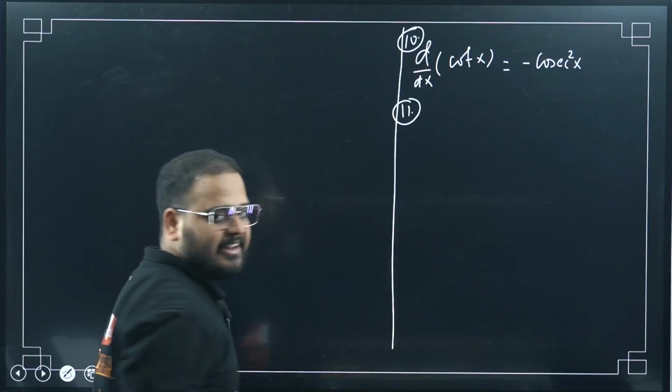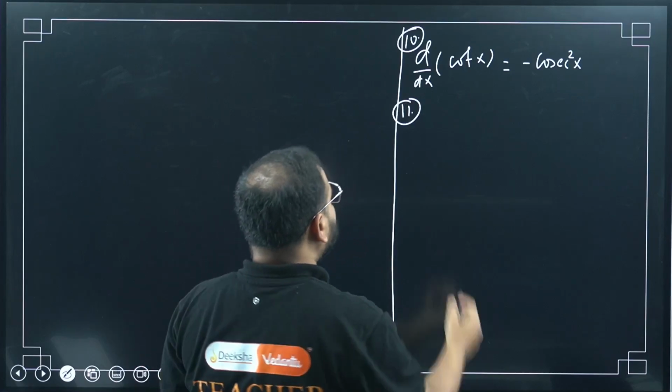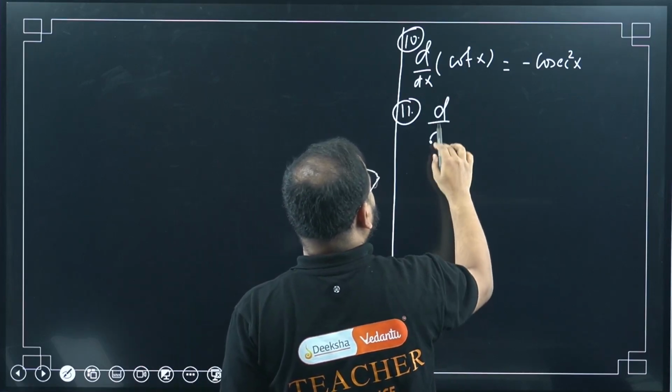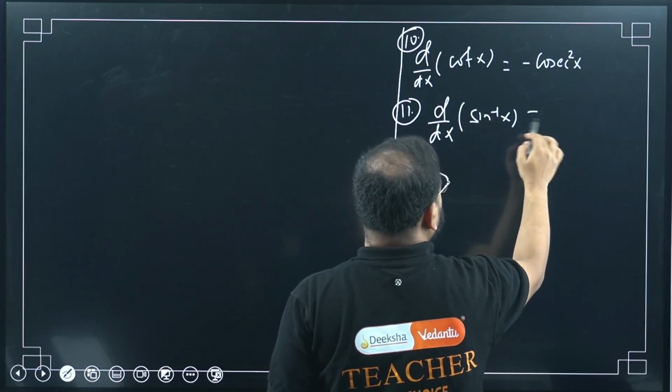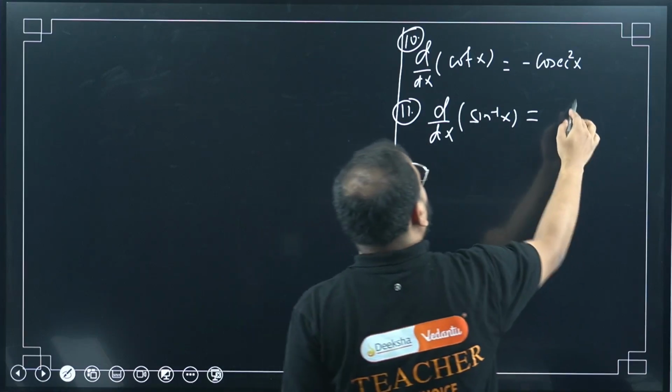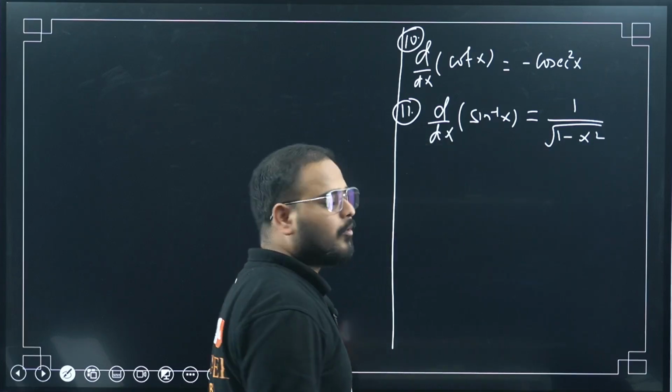I'm moving on to ITF now. Okay, let's do it for ITF also, because we'll use it in the questions in the section only. So let's write it down. D by dx of what? First one is sine inverse of x. How much is this answer? I hope you know this. 1 upon root of 1 minus x square.